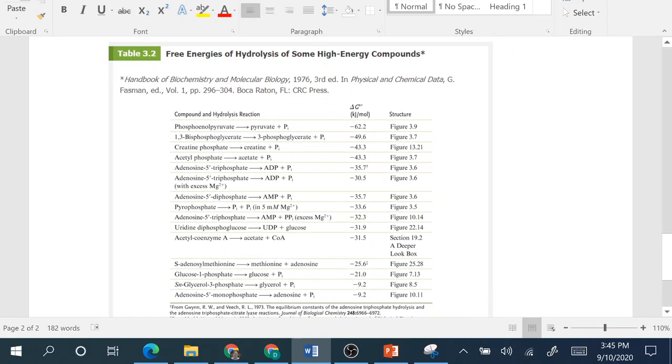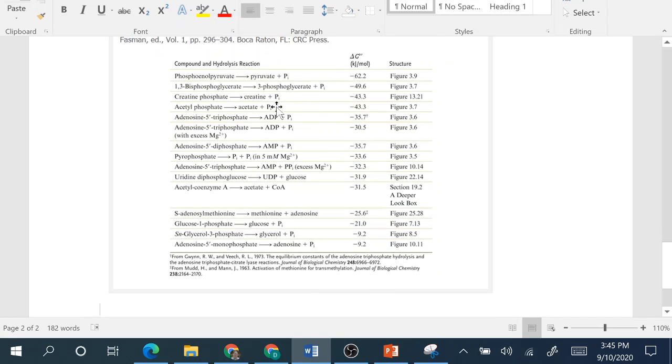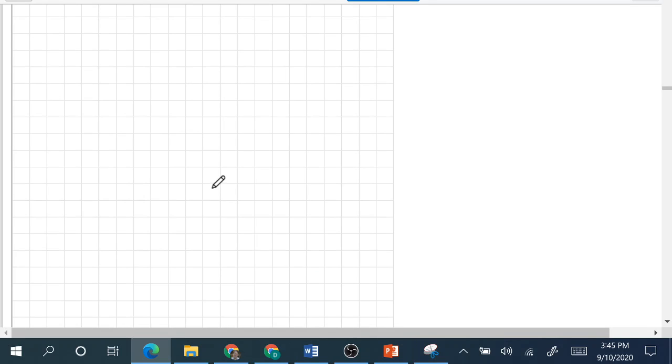So I looked up table 3.2 from the book and I found this table. Creatine phosphate goes to creatine plus inorganic phosphate in a hydrolysis reaction with a delta G naught prime of negative 43.3 kilojoules per mole. So from that piece of information we can calculate the KEQ. We had this equation, and I think I went over this in an earlier video.